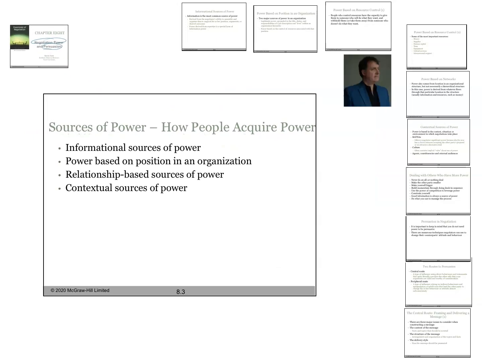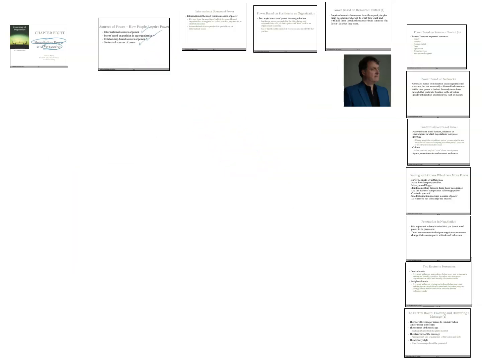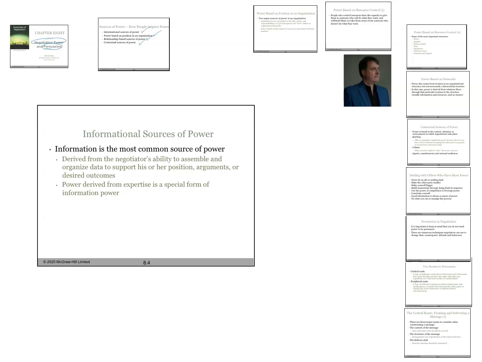When we look at power in general, but specifically in a negotiation, we're looking at four main sources. And these are organizational sources of power essentially, but we see them in real life in different contexts. And of course, in this case, we're talking about a negotiation setting. What are the four? We've got informational sources of power, power based on position in an organization, relationship-based sources of power, and something called contextual sources of power. So let's look at the first one, informational sources of power.